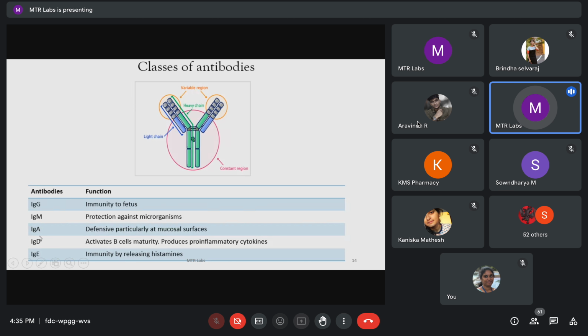IgA is the main class found in body secretions, like saliva, tears, and colostrum. This is produced by the B cells present in the mucosal membrane. So they are particularly defensive at the mucosal surfaces. This is not as stable as IgG, and hence only low amounts are available in the mucosal surfaces.